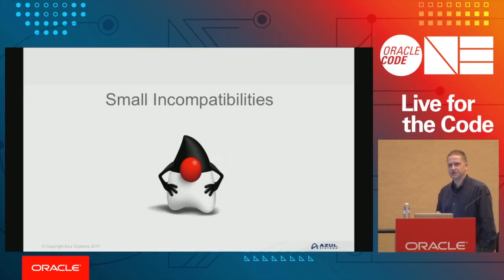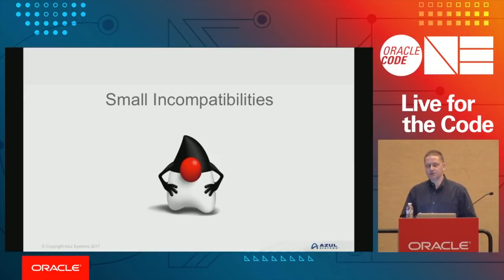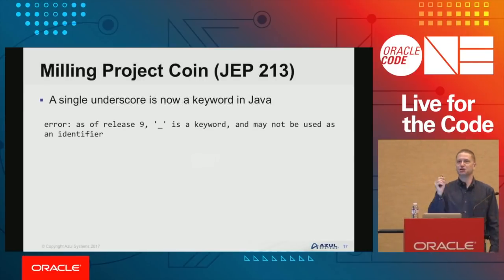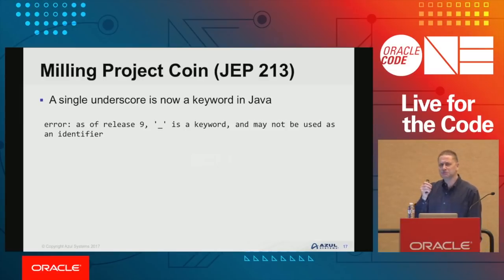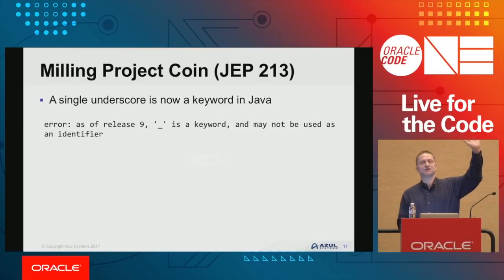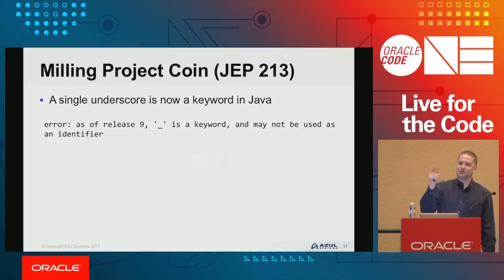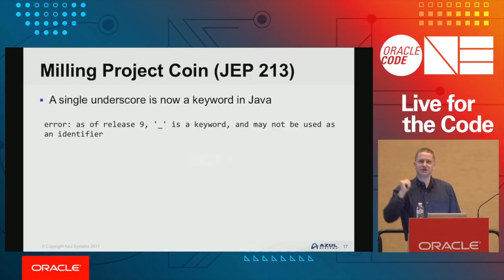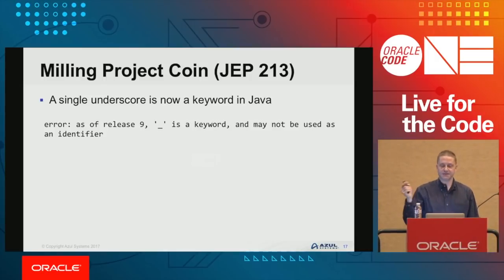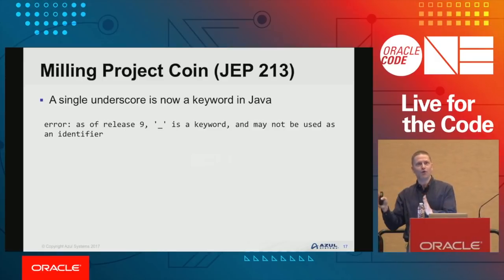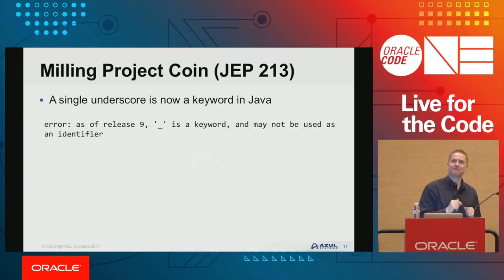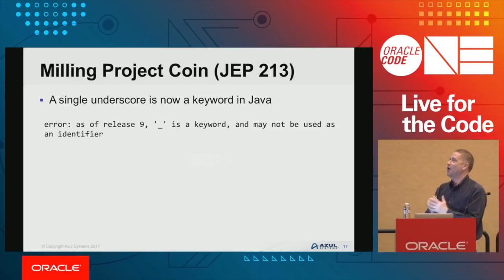Small incompatibilities in JDK 9, things that might catch you out. Right, the first of those is a change to the language specification. So a single underscore is now a keyword in Java, which seems a little odd. Anybody here use a single underscore as a variable name? Ooh, one person, okay. Well, you can't anymore, because if you try and use a single underscore as a variable name, it will say it's a keyword and may not be used as an identifier. Don't worry, you can use two or more underscores as a variable name. I checked it, it does work.